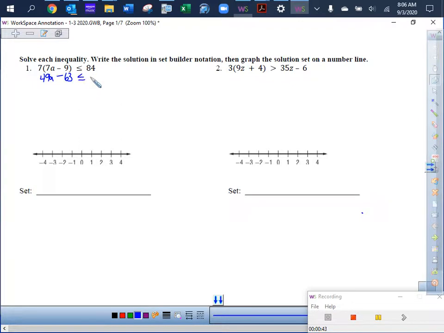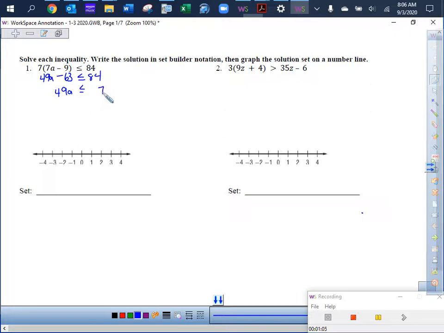Remember, sometimes this symbol has to switch when we're solving. It'll switch if you multiply or divide both sides by a negative. So we have to switch that guy around. So I have distributed the 7 through. Next move is to add 63 to both sides. That does not change the sign at all. If you add 63, it's still a less than or equal to.